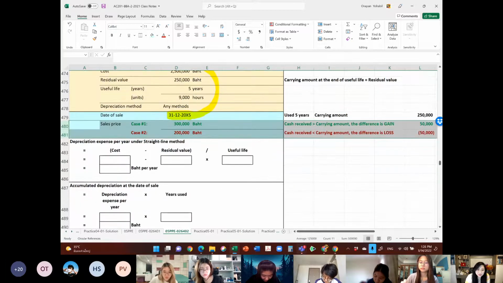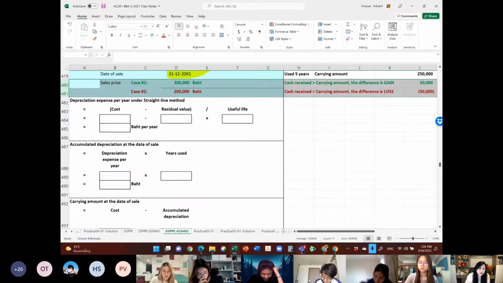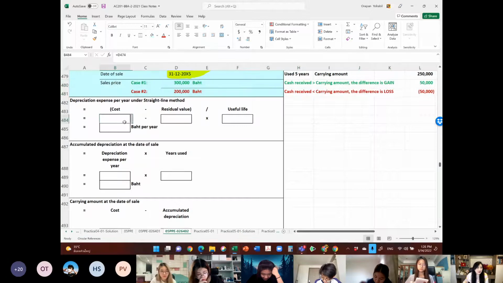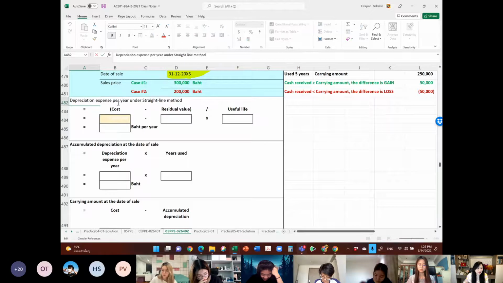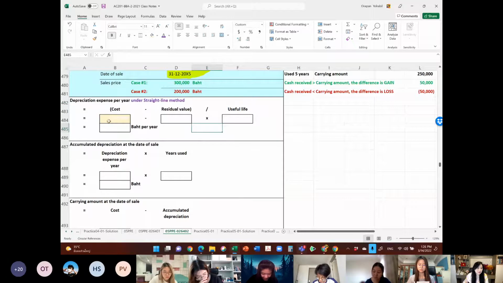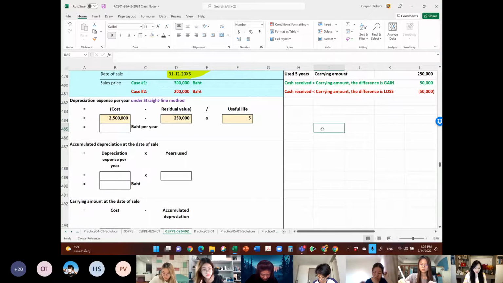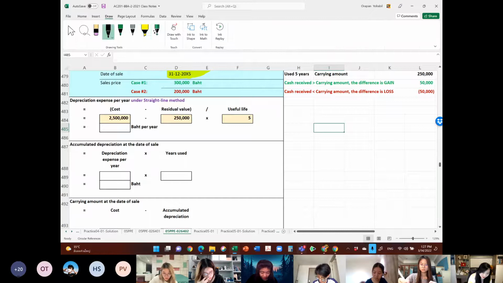So if you finish up with this, let me move it up a little bit. Over here, I would have to do the calculation in detail. Let's just assume that for this calculation, this is under the straight line method. You start out by putting in the cost, and here the cost is 2.5 million. Then you take out the residual value, which is 250,000, and then you divide it by 5 years.